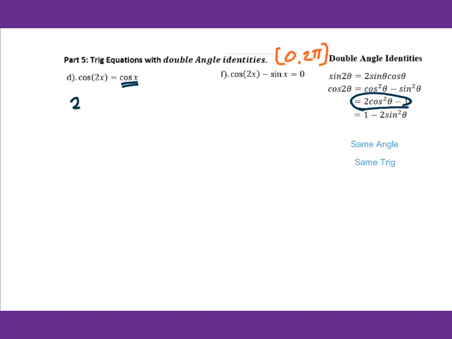So you get 2 cosine square x minus 1 equals cosine x. This is a quadratic pattern. You have to set it equal to 0, so move cosine to the left side. You will get 2 cosine square x minus cosine x minus 1 equal to 0.